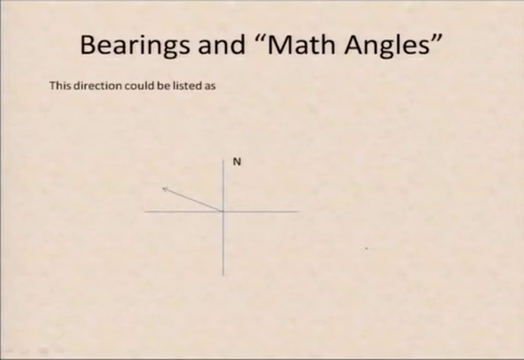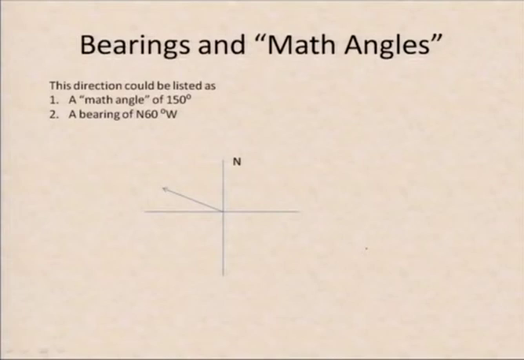Here's another example. If we wanted to list it as a math angle, we could say here's a math angle of 150 degrees. In a math angle, we take and go counterclockwise. It's really important to remember. We've gone through 1 quadrant and 60 degrees more for 150 degrees.